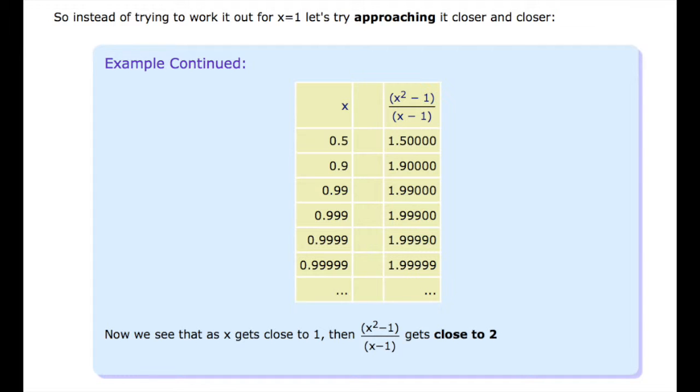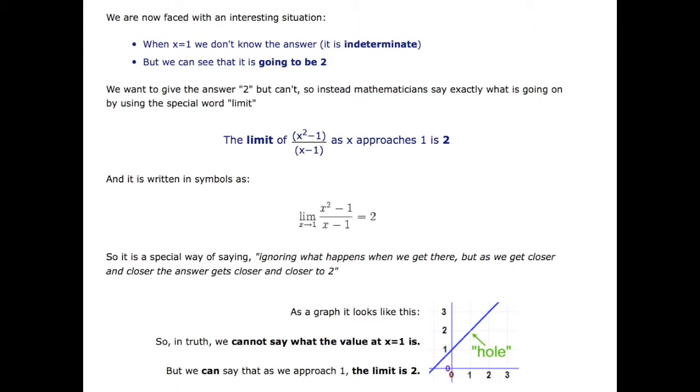Now we see that as x gets close to 1, then x squared minus 1 over x minus 1 gets close to 2. We are now faced with an interesting situation. When x is equal to 1, we don't know the answer. It is indeterminate. But we can see that it is going to be 2. We want to give the answer 2, but cannot.